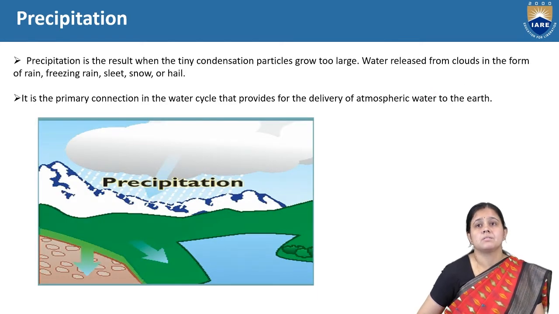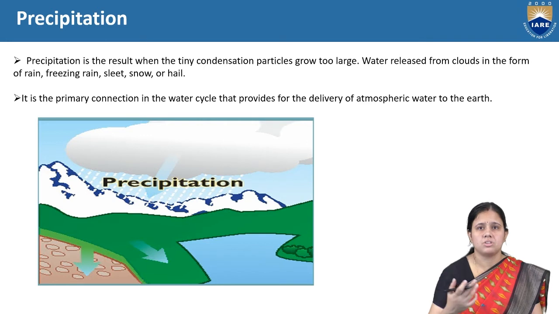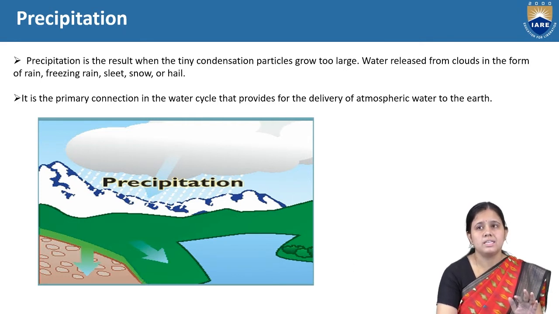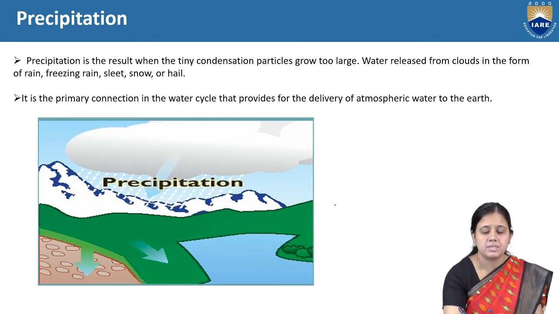Now, precipitation. Precipitation is nothing but the process of rain. Precipitation is the result when the tiny condensation particles grow too large and water is released from the cloud in the form of rain, freezing rain, sleet, snow or hail. When the clouds holding water get heavy by the process of condensation, by holding the water vapor in the form of water droplets, then the rain occurs. That is the process. This is called precipitation.